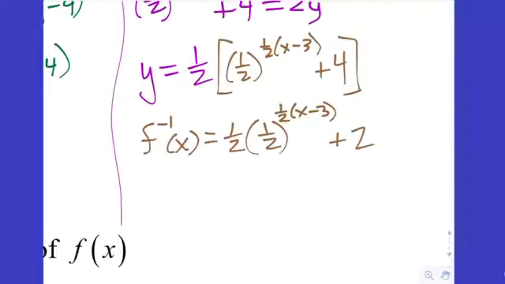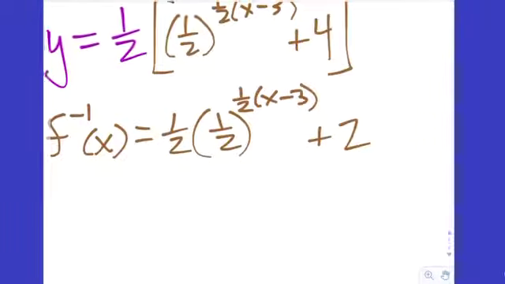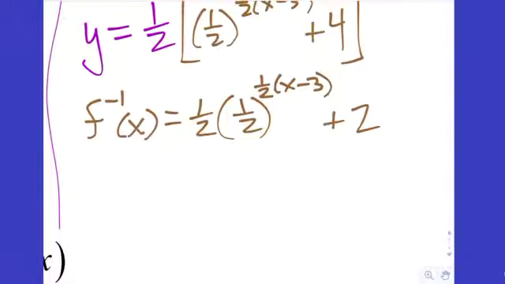Now you can leave it like that, or you could actually do one more thing. Because the a value is 1/2 and the base is 1/2, so the same base, you're multiplying them, you can actually add 1 to the exponent if you wanted to. But if you add 1 to the exponent, you're going to have to be careful how you do it.